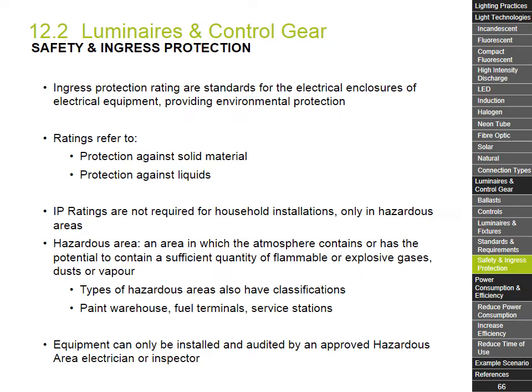A hazardous area is a space in which the atmosphere contains or has the potential to contain a sufficient quantity of flammable or explosive gases, dusts, or vapor. Some examples of these are fuel terminals, service stations, or even paint warehouses where decanting occurs. There are many types of hazardous areas, and they too have their own classification. Specialized equipment for this type of workplace can only be installed and audited by an approved hazardous area qualified electrician or inspector.